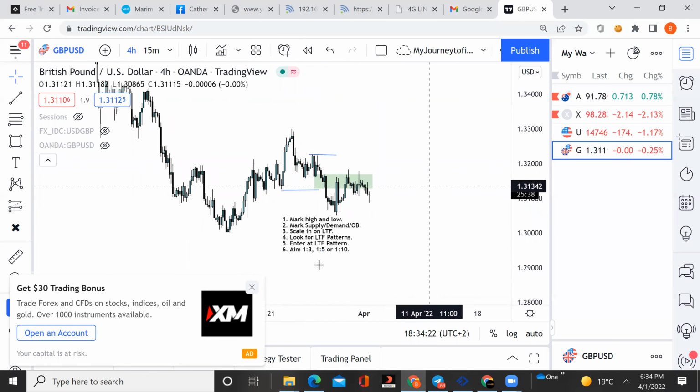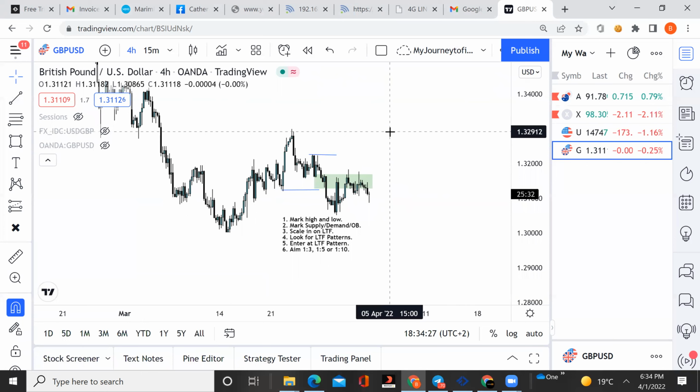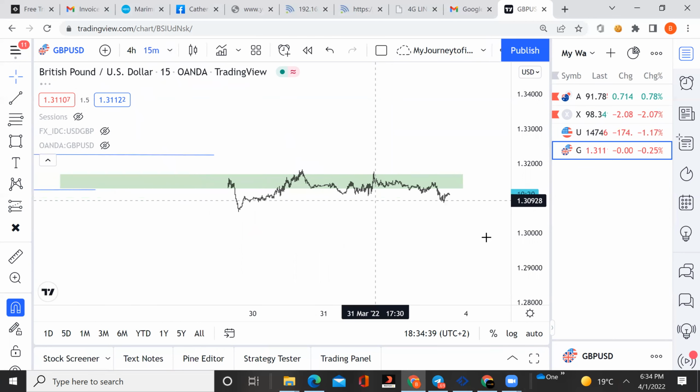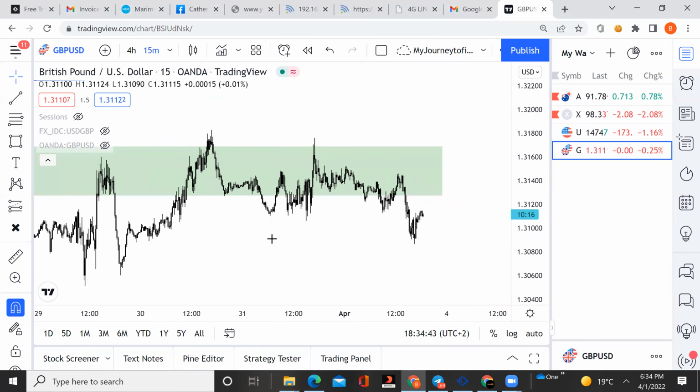Third one is we scale in on the lower time frame. This means that we go into the lower time frame so that we are able to see what is happening on the lower time frame and look for patterns that we can use, which is number 4. So we're going to go to the 15 minutes. And we're going to be basically looking for a lower time frame snipe pattern within the higher time frame.